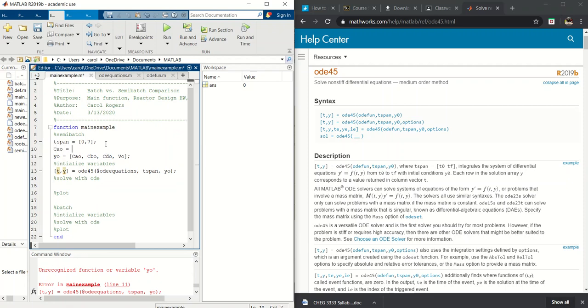CA naught equals, let's see, I have the paper right here. So our CA naught is 2, and I always put the units of anything that I type in so that I can look at my code and easily tell where the units were, and catch things like a result being wrong because I gave it the wrong units. So the units for CA naught are moles per liter of A.